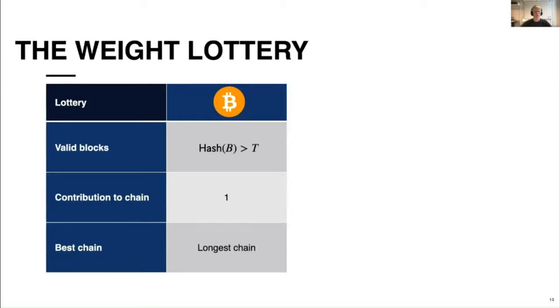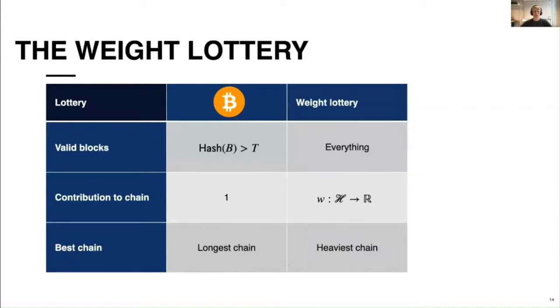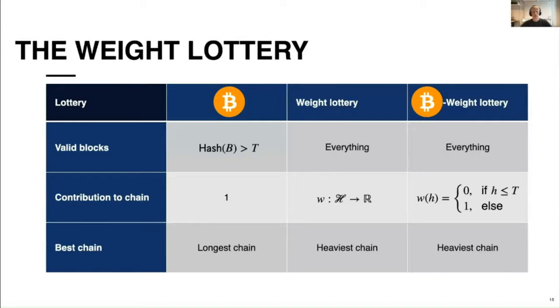Okay, so to make sure that we're on the same page again, let's just look at how Bitcoin can be instantiated as a special case of this weight lottery, right? So we just say that everything is again valid. Now the weight of a block is simply 0 if it's below this threshold from before, and otherwise it's 1. Then it's easy to see that the longest chain corresponds to the heaviest chain, and therefore we actually get this Bitcoin weight lottery.